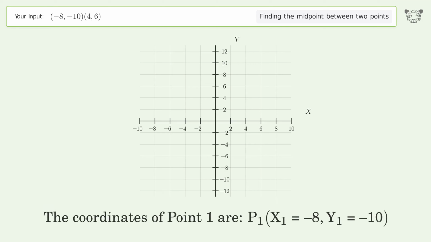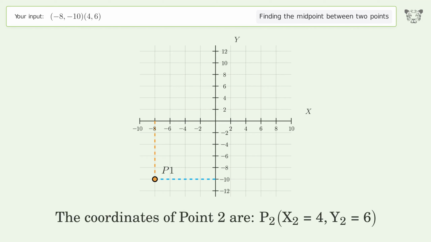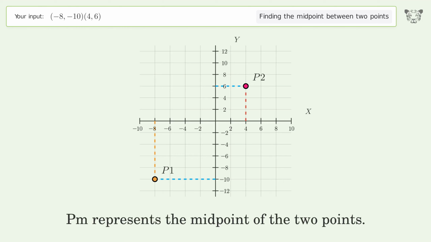The coordinates of point 1 are, x1 equals -8, y1 equals -10. The coordinates of point 2 are, x2 equals 4, y2 equals 6. PM represents the midpoint of the 2 points.